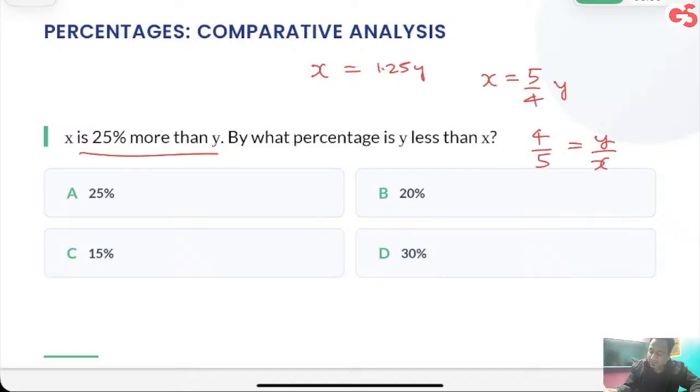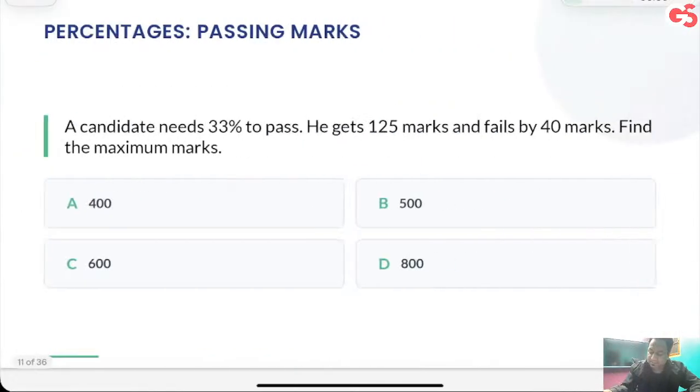तो दिख रहा है कि जो Y है वो X से 1 कम है. अगर X 5 है तो Y 1 कम है. So 1 by 5 is 20%. Simple. इस तरह हम जल्दी जल्दी करते चले जाएंगे. Next one. These are very important questions.